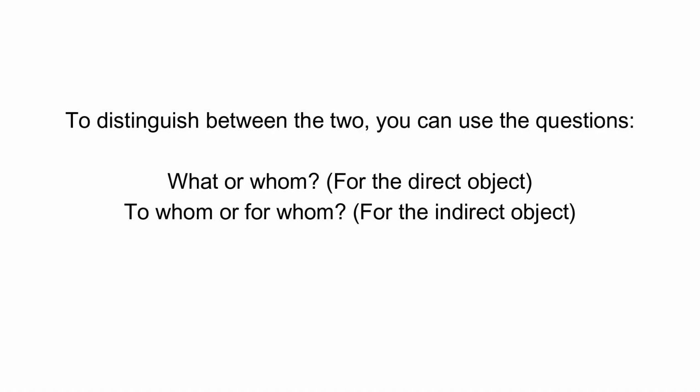Something worth noting is that while some sentences with transitive verbs have both a direct and an indirect object, some might only have one, and others might not have either. A cool trick in identifying direct and indirect objects is by asking these questions. For direct objects, what or whom? For indirect objects, to whom or for whom?